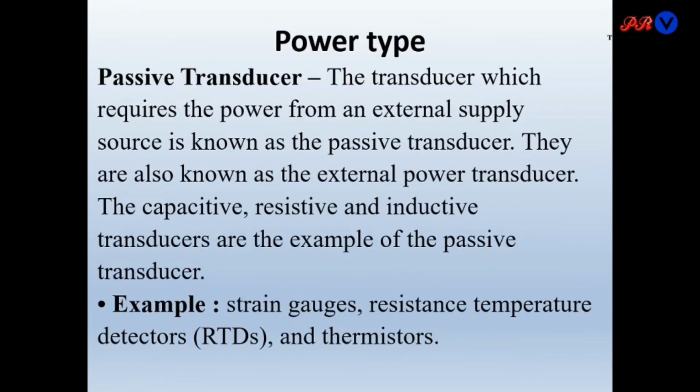Depending upon the power type, we have passive transducers and active transducers. Passive transducers, which require power from an external supply source, are known as passive transducers. They are also known as external power transducers because they require external power. The capacitive, resistive and inductive transducers are examples of passive transducers. Some other examples are strain gauge, resistance temperature detectors and thermistor.